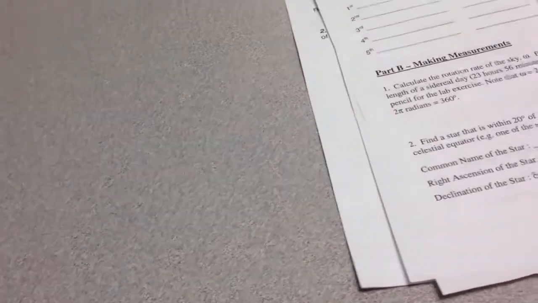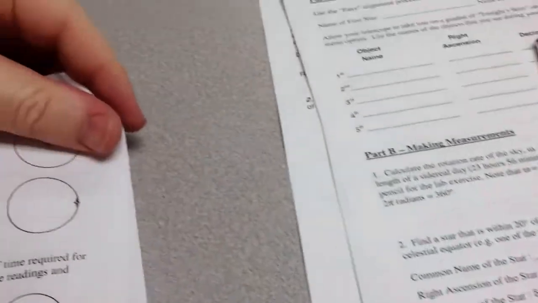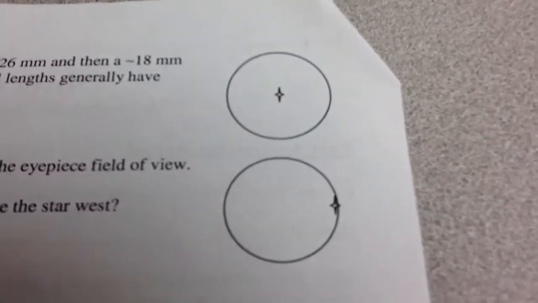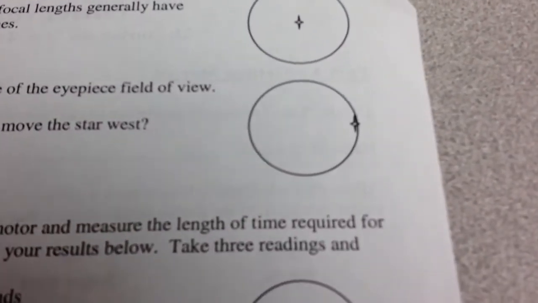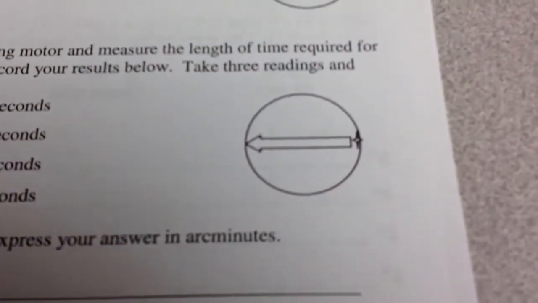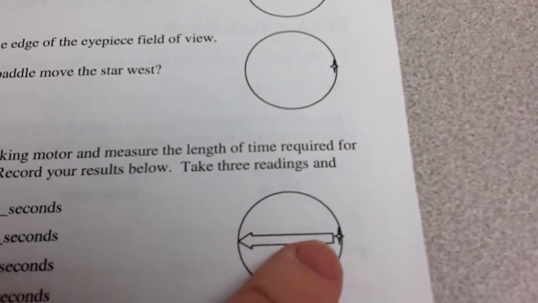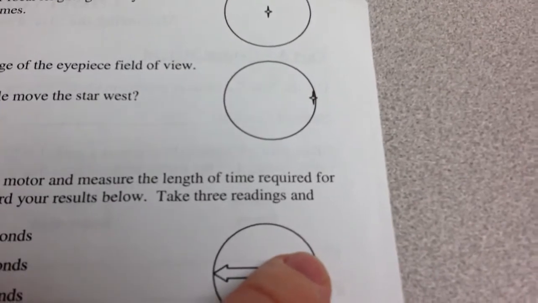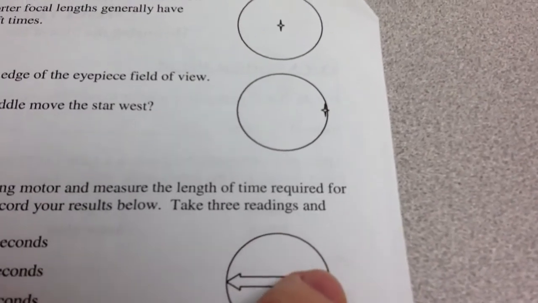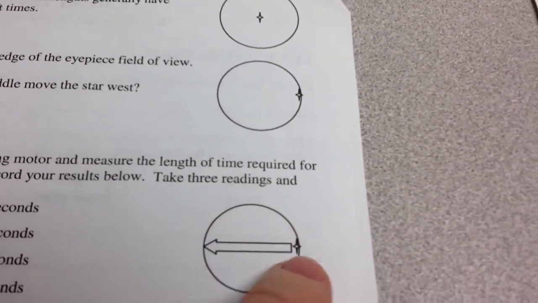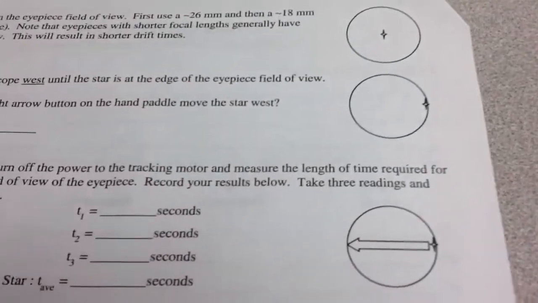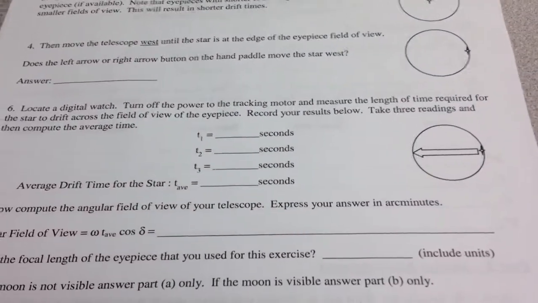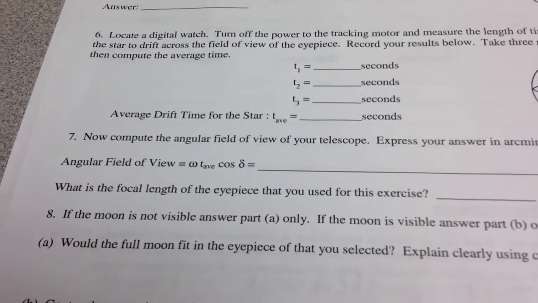Then on page 2, recall that what we're doing is allowing the star to drift through the eyepiece field of view. So you center up the star, move it all the way to the right hand side, turn off the tracking, and calculate the time for it to go all the way through the center to the other side. So you don't want to make it go at an arc, or cut off the circle like this. It needs to go directly through the center. It may take several minutes for that to happen, especially if you have a 26 millimeter eyepiece.